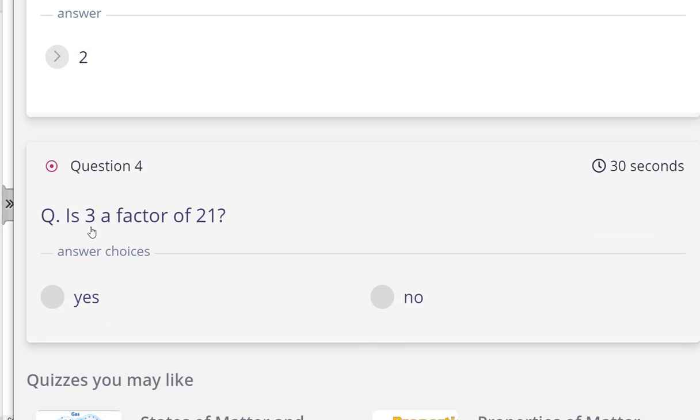Okay, and the last question, is 3 a factor of 21? Muhammad Jamal? Yes, because 3 multiplied by 7. Excellent, because 3 times 7 equals 21.